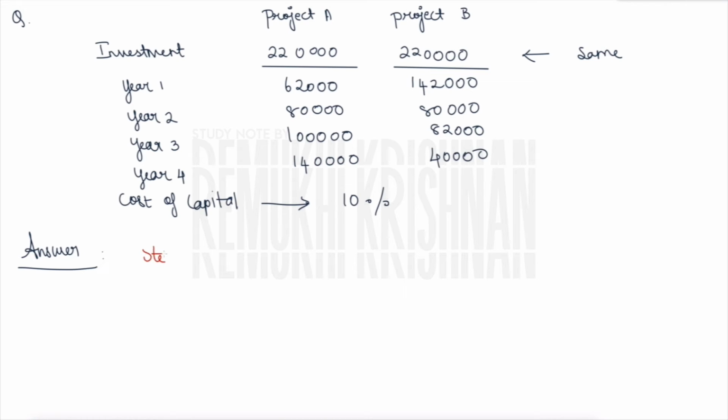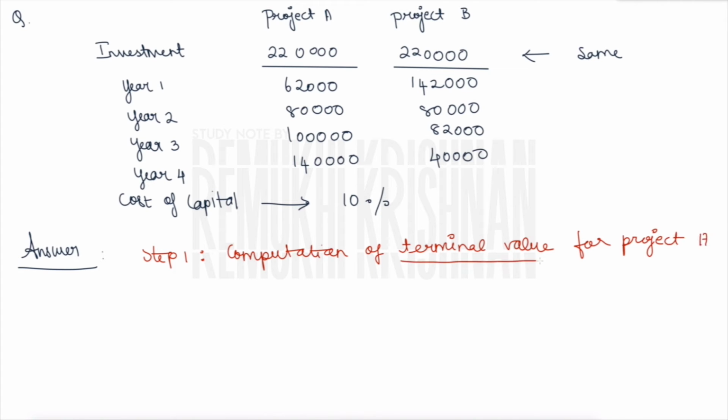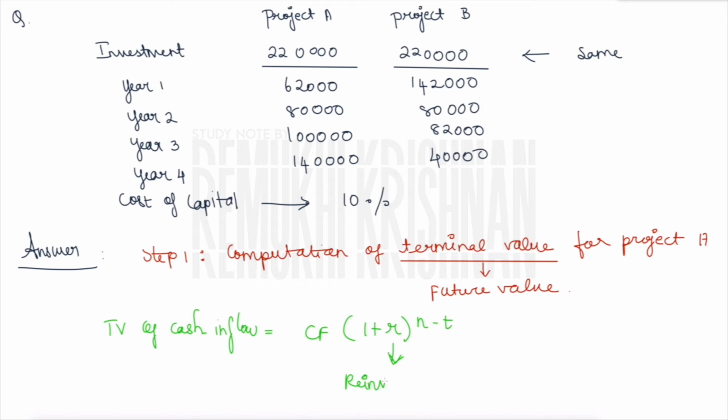Okay, let us move on to the example, guys. What is the first step? The first step is the computation of terminal value. Very important to be noted here is that you are going to use the reinvestment rate. This terminal value is nothing but your future value. The formula for this is cash flow into (1 plus r) the whole power (n minus t), which is the formula for finding the terminal value. So this r is nothing but your reinvestment rate. Always keep it in mind. It is very important.